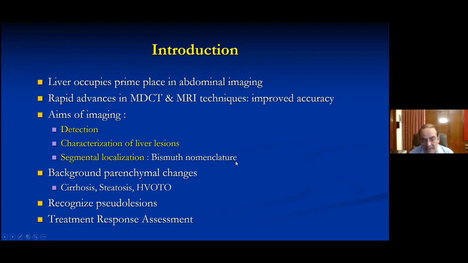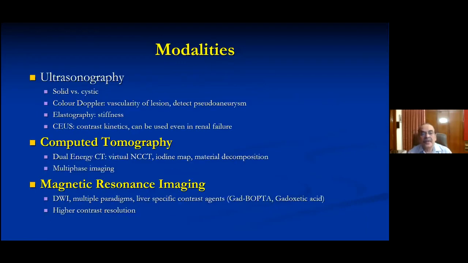It's also important to recognize some pseudo lesions like transient hepatic attenuation defects or fusion defects, which can mimic focal mass lesions, as they are of no clinical significance and can be ignored. A new and emerging application of imaging is also response assessment to locoregional therapies, especially in the context of hepatocellular carcinomas.